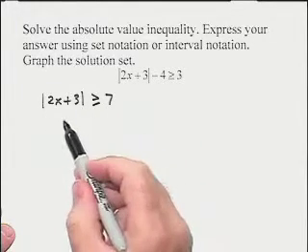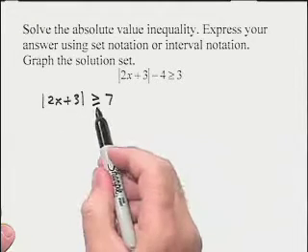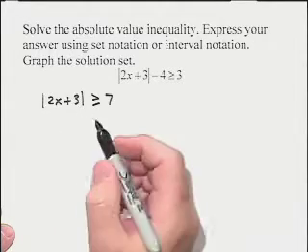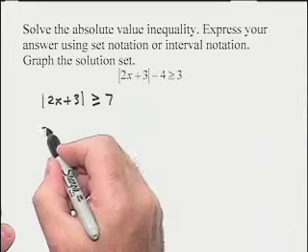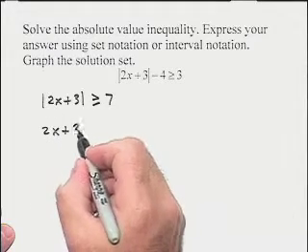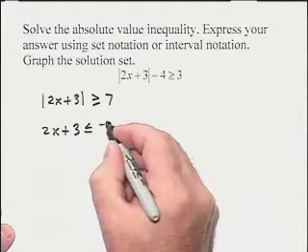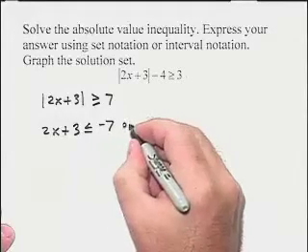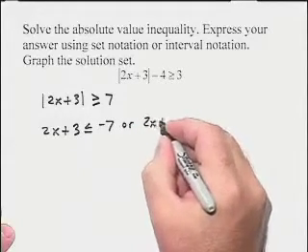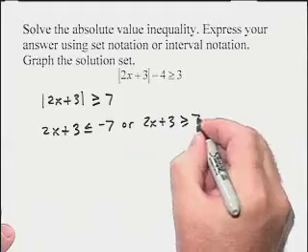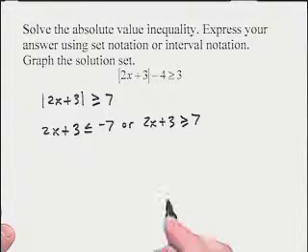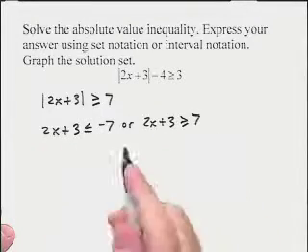Next, we're going to get rid of the absolute value signs by rewriting this as two inequalities. We're going to have 2x plus 3 is less than or equal to negative 7, or 2x plus 3 is greater than or equal to 7. We'll solve these two linear inequalities.